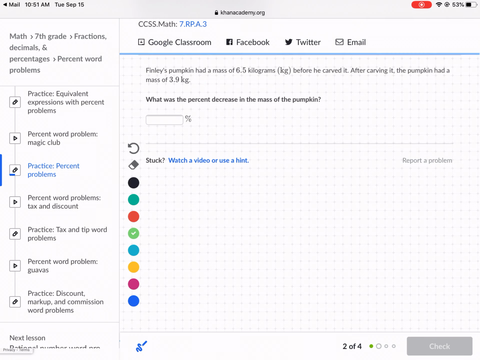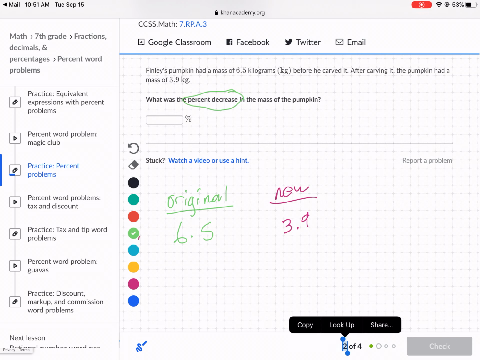Let's get our original. So we have our original, aka the OG original, and then we have the new. We know the new is 3.9. We know the original is 6.5. We want to know the percent decrease. In my opinion, the easiest way to find the percent decrease is we first find the new divided by the original.